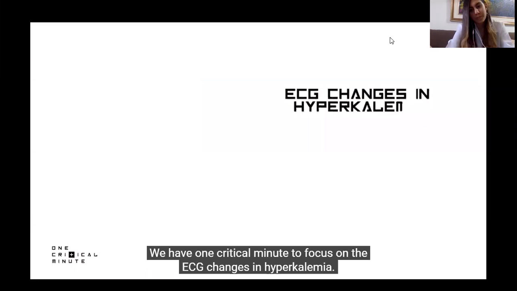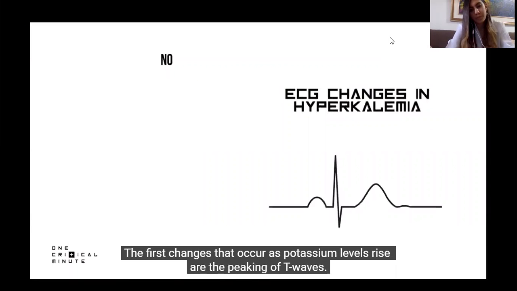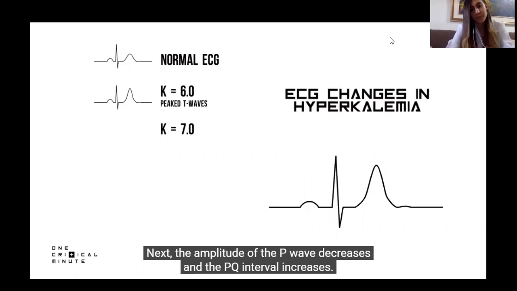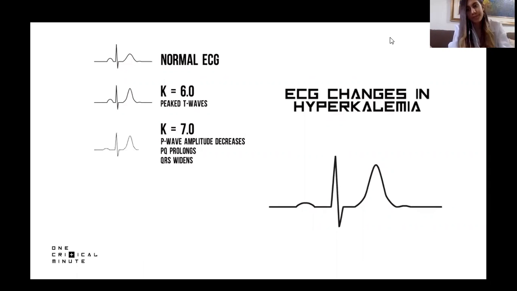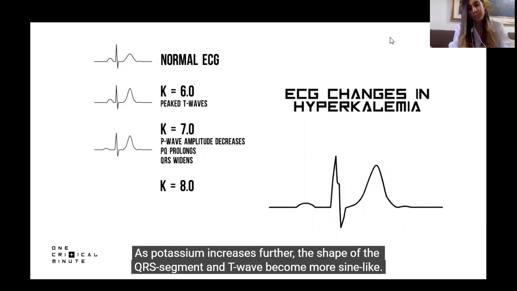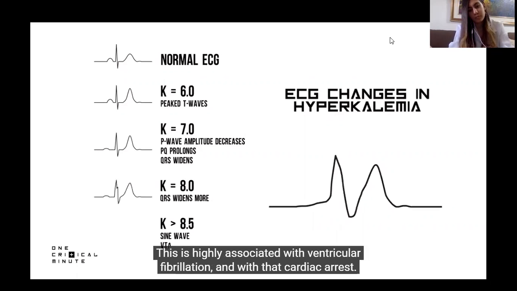We have 1 critical minute to focus on the ECG changes in hyperkalemia. Let's go. The first changes that occur as potassium levels rise are the peaking of T waves. Next, the amplitude of the P wave decreases and the PQ interval increases. The QRS widens severely. As potassium increases further, the shape of the QRS segment and the T wave become more sine-like. This is highly associated with ventricular fibrillation and with that cardiac arrest.